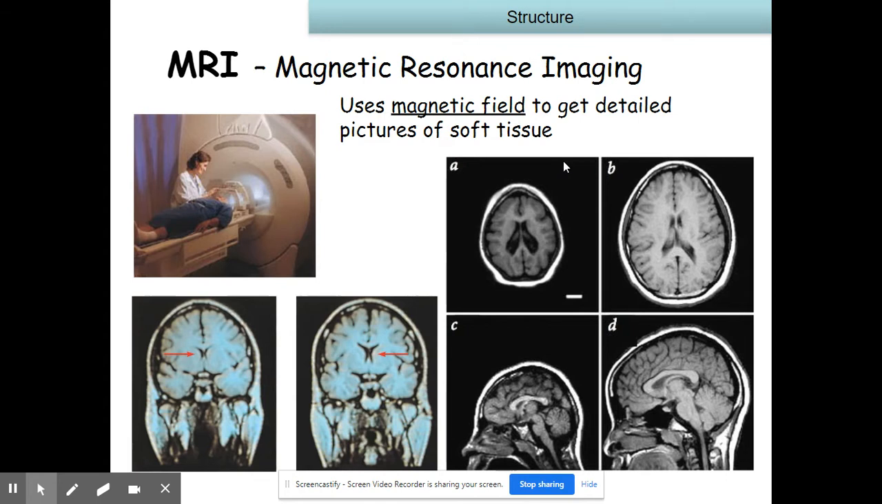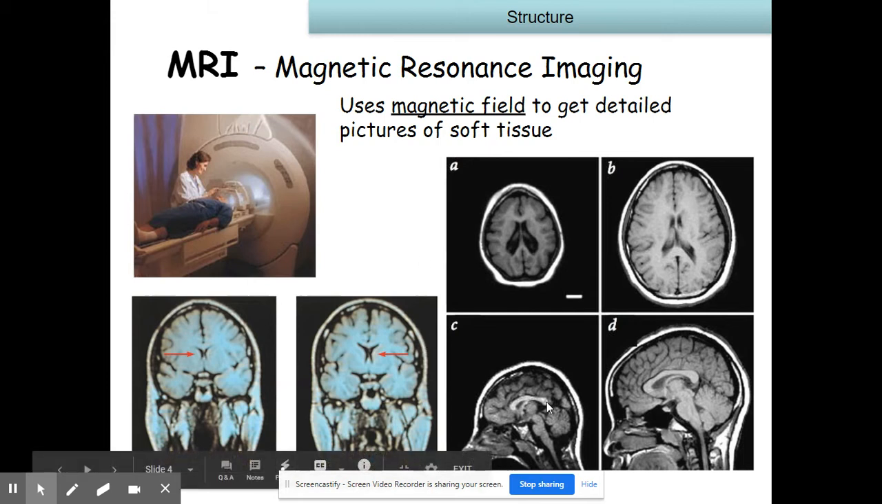MRI is what we use now more often than not. If we are just looking for some sort of brain damage, if we are looking at brain structure, okay? The key word here, MRI stands for magnetic resonance imaging. You don't need to know how this works. It's something about little magnetic particles getting swirled around, whatnot. I don't really understand it. But the key word in the question would be magnetic field.